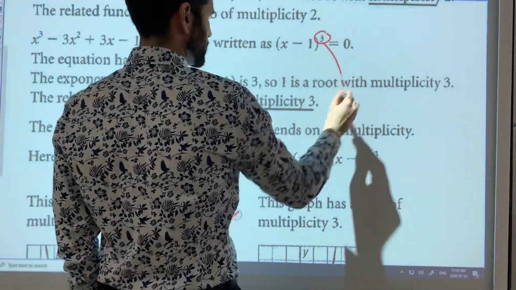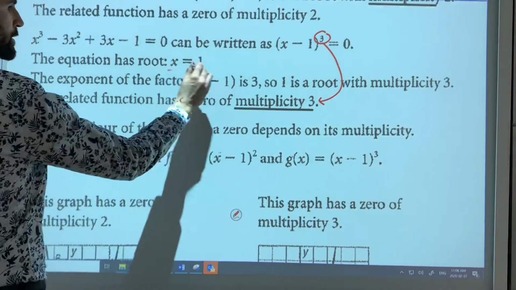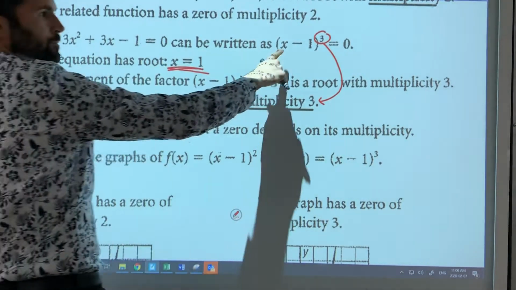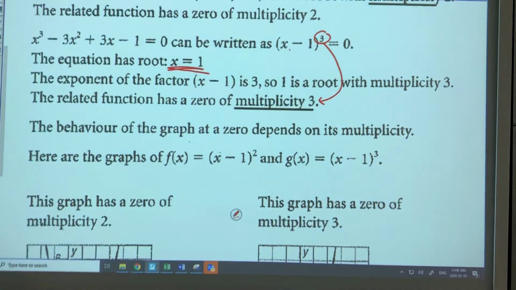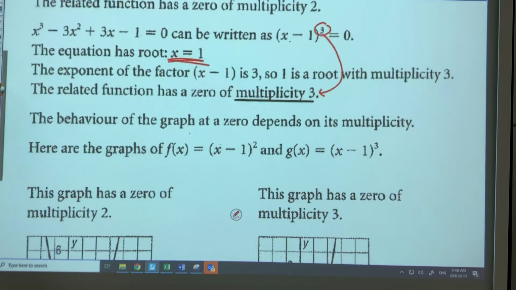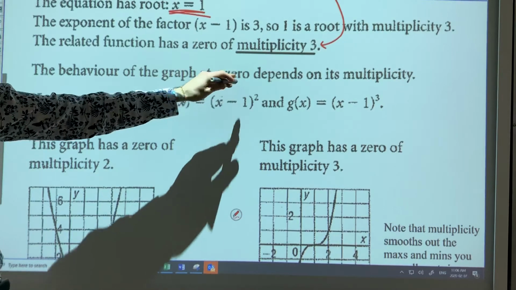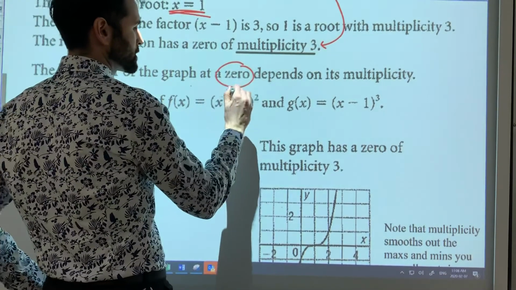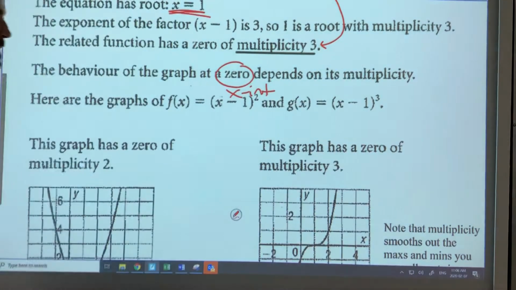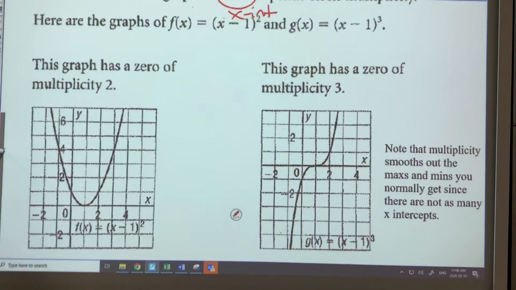So we say, well, this one has a multiplicity of 3 at the root x equals 1. So you just solve that and figure out your x-intercept. Turns out that when your multiplicity is bigger than 1, the behavior of the graph at that 0, in other words, at that x-intercept, depends on its multiplicity. So here are the 2 graphs of those 2 examples we just went through.